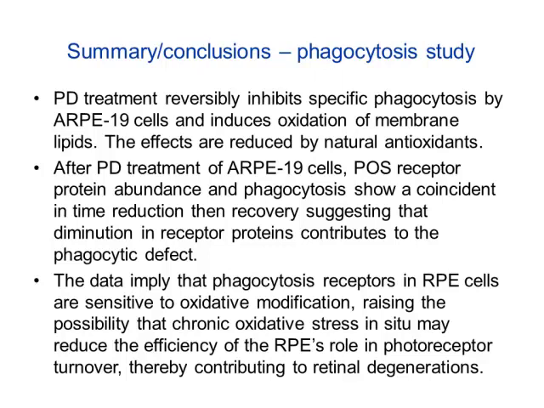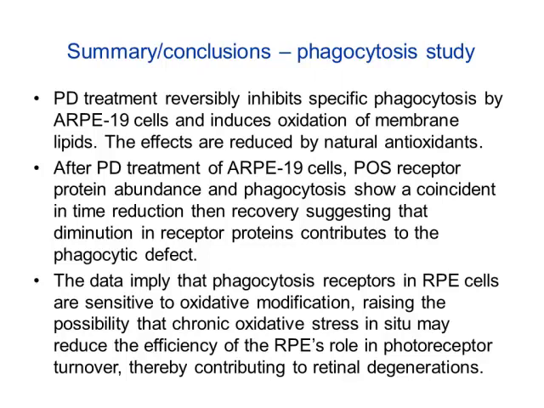After PD treatment of ARPE-19 cells, receptor protein abundance and phagocytosis show a coincident and time-dependent reduction, then recovery, suggesting that diminution in receptor protein contributes to the phagocytic effect, which is again encouraging because it shows that we can monitor at least one parameter which is relevant for the process we were actually studying. The data imply that phagocytosis receptors in RPE cells are sensitive to oxidative modification, raising the possibility that chronic oxidative stress in AMD may reduce the efficiency of RPE's role in photoreceptor turnover, thereby contributing to retinal degeneration.